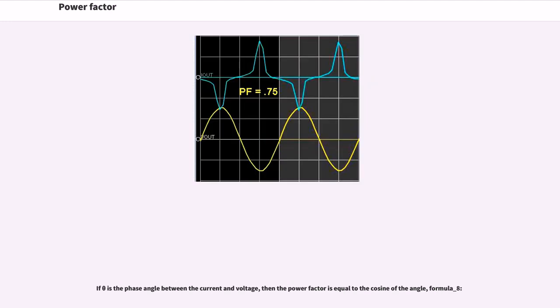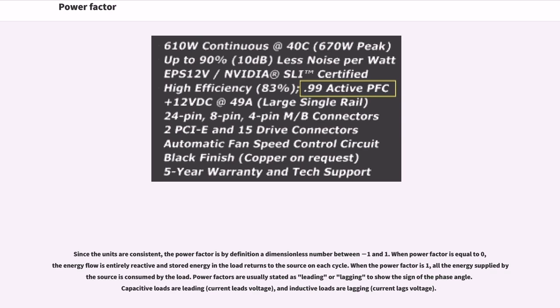If theta is the phase angle between the current and voltage, then the power factor is equal to the cosine of the angle, cos theta. Since the units are consistent, the power factor is by definition a dimensionless number between -1 and 1. When power factor is equal to 0, the energy flow is entirely reactive and stored energy in the load returns to the source on each cycle. When the power factor is 1, all the energy supplied by the source is consumed by the load. Power factors are usually stated as leading or lagging to show the sign of the phase angle. Capacitive loads are leading, and inductive loads are lagging.